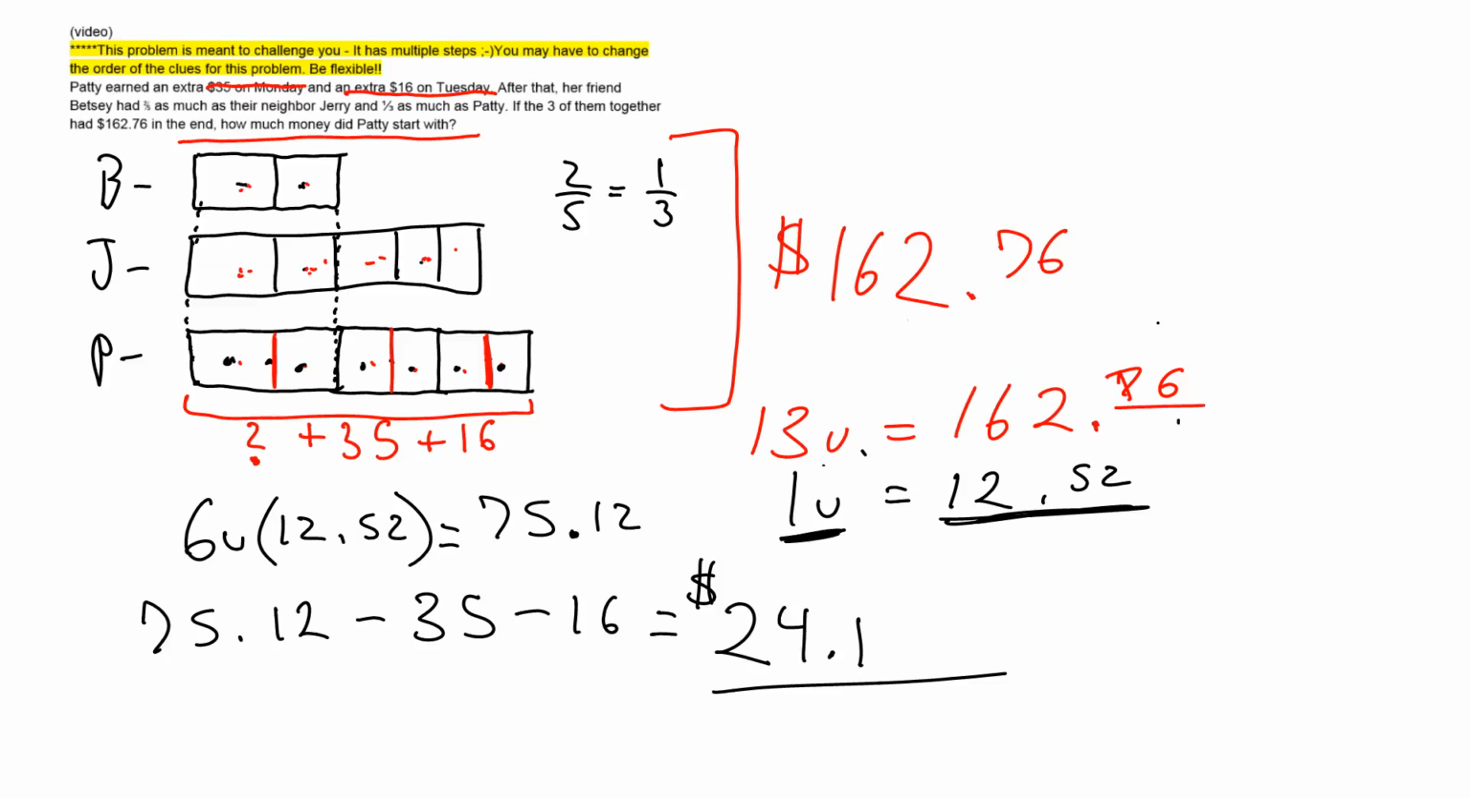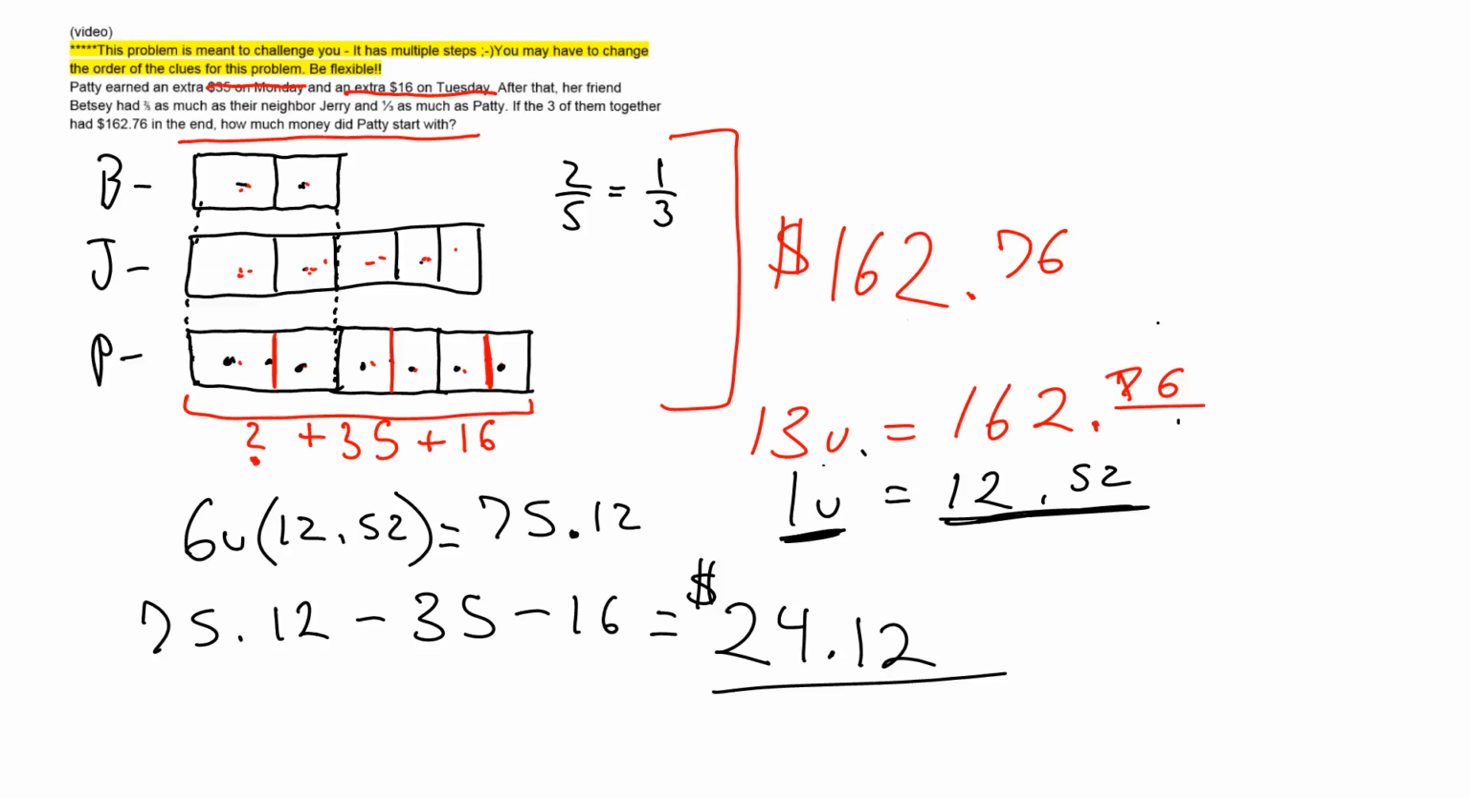I gotta make that look much nicer than that. Boom. Alrighty. So again, first thing that we did was we set up our model. 2/5 gave us the 2 units. That, in turn, gave us the 5 units for Jerry, since Betsy had 2/5 of Jerry's. The 1/3 came from Betsy's 2/5 being the same amount as Patty's 1/3.